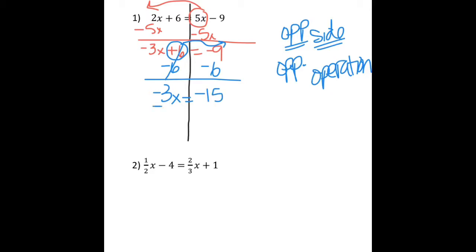I'm going to divide both sides by the number attached to the variable, which is negative 3. And I find out that x equals, a negative divided by a negative is a positive, x equals 5.